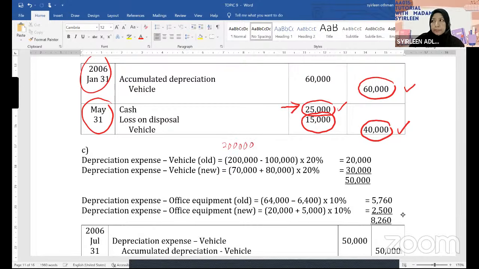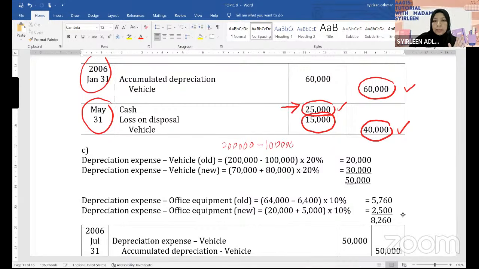Lepas tu accident kan? Bila accident, that means dah tak ada dekat kita. So kita minus 100,000. And then kita beli dua asset baru, that is 70,000 plus 80,000. Boleh kira terus. Yang ini, darab 20%. Tak ada masalah. Sebab this is straight line and using yearly basis. Yearly basis you can total up everything and then kira dengan percentage. Tapi kat sini saya asingkan just for you to see. So this is actually saya tunjuk untuk old asset and this is for the new one.